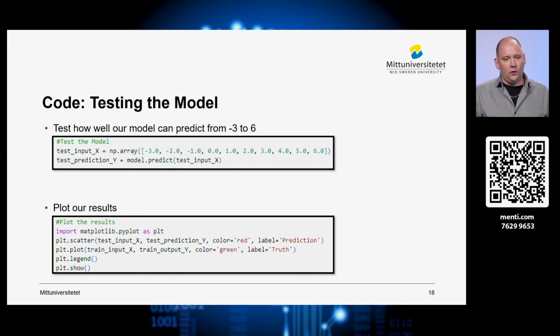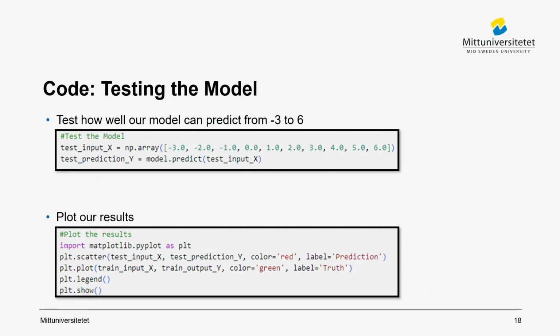All right, so then after we have trained the model, we need to test it, see how well our model performs. So we only have had values from, what was it, -1 to 4. So now maybe we want to see how it reacts if we wanted to predict from -3 to +6. So what we do then is that we create a new array of x values from -3 to 6 here. From -3 to 6. And then we tell our model to predict, basically.